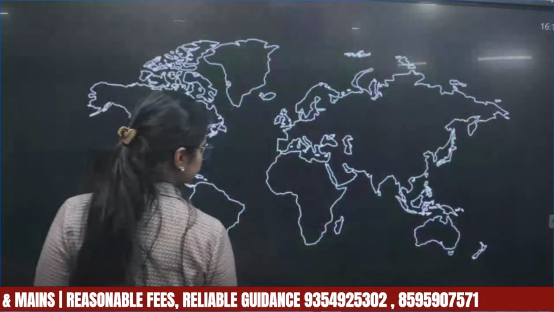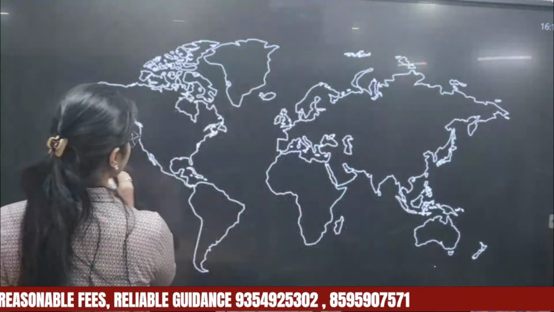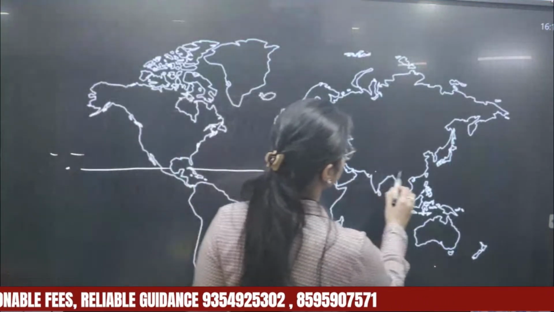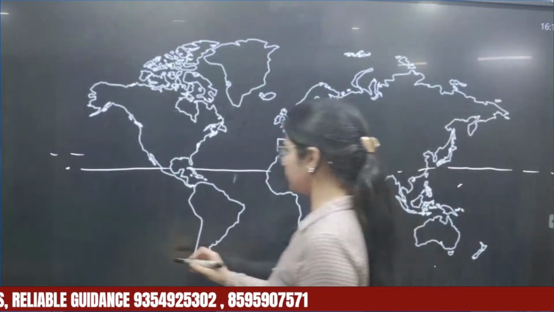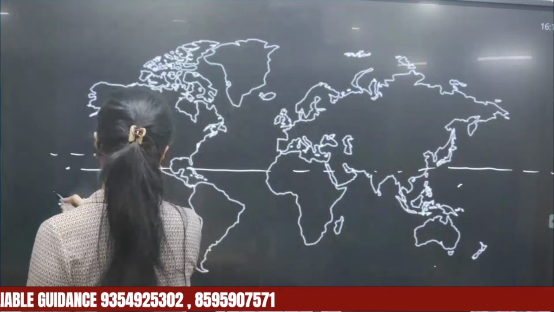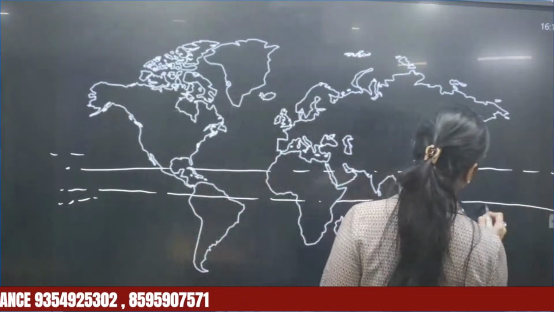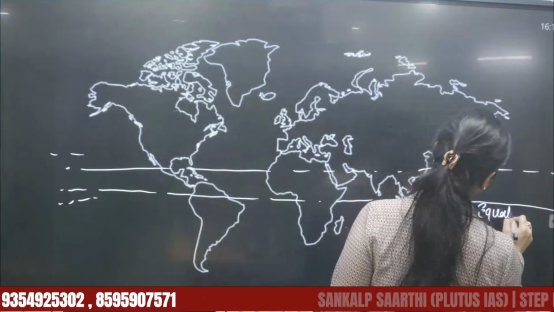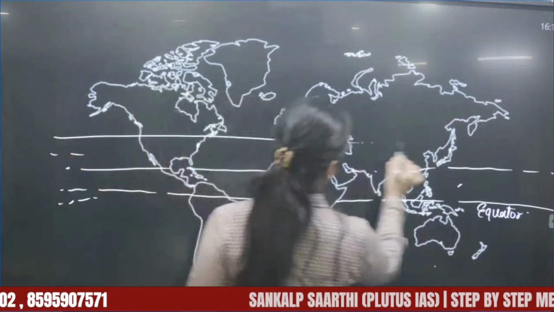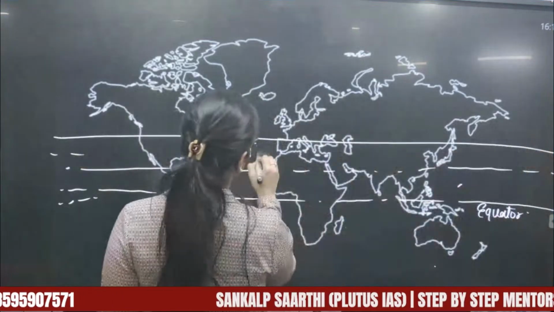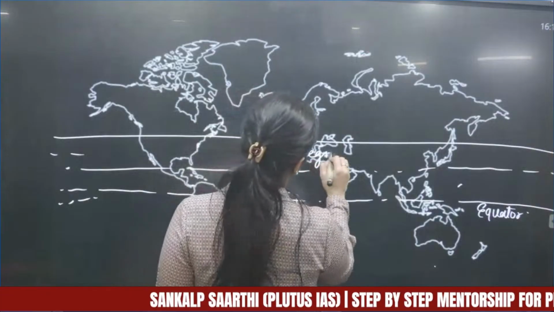Look at the board. Now this is your equator. It has to be a little downside. This is your equator, right? And this is your tropical regions. This is your tropical region.